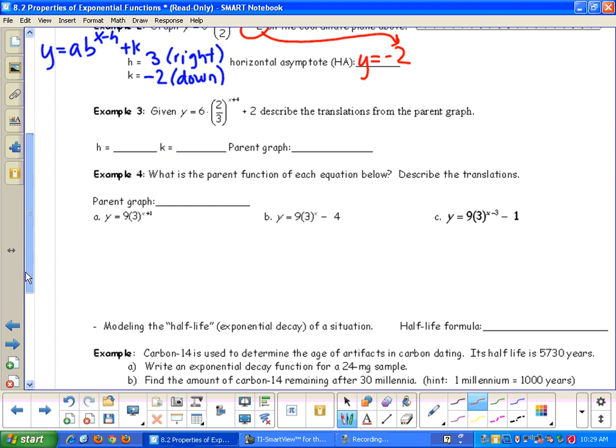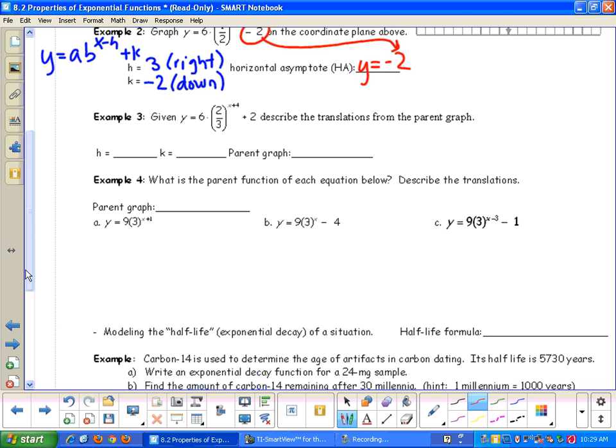Then for the next example, given y equals 6 times 2/3 to the x plus 4 plus 2, describe the translation from the parent graph. Your h in this case is 4, because we always do the opposite of h, and then your k value is 2. For this, my parent graph would be y equals 6 times 2/3 to the x. So how did our graph move? It moved from our parent graph to the left 4 and up 2. And you can also confirm that by graphing it in your graphing calculator.